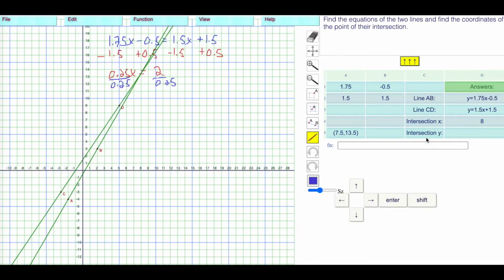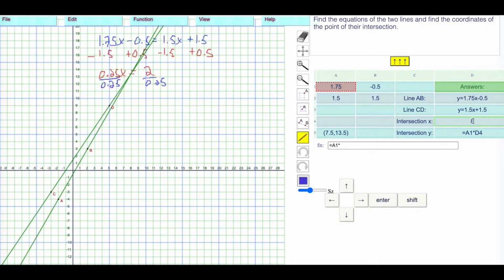The y value, I'm just going to feed into one of these equations. 1.75 times the x value, take away 0.5, which is adding -0.5. That gives us 13.5, which is what I thought it was. Then we press enter to check to see if we're right.